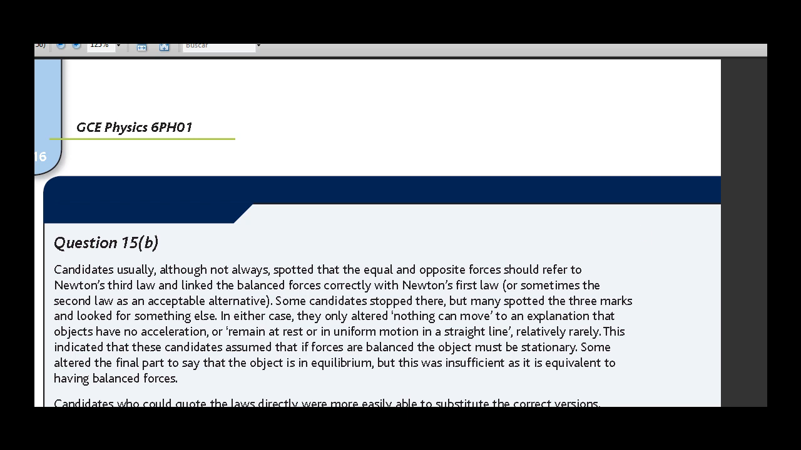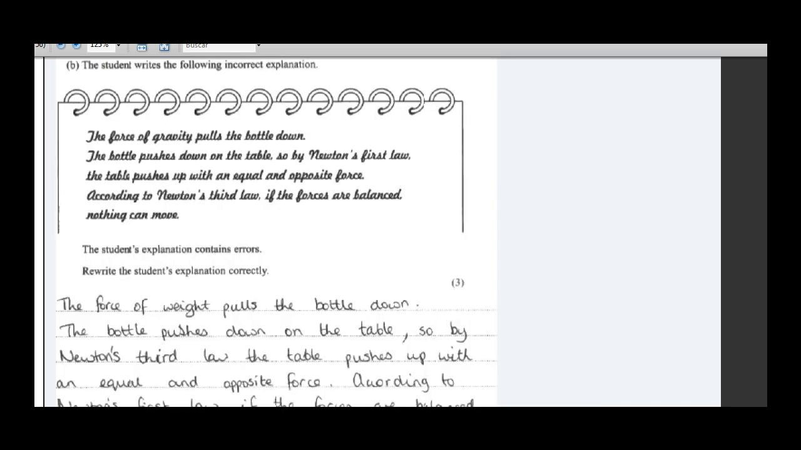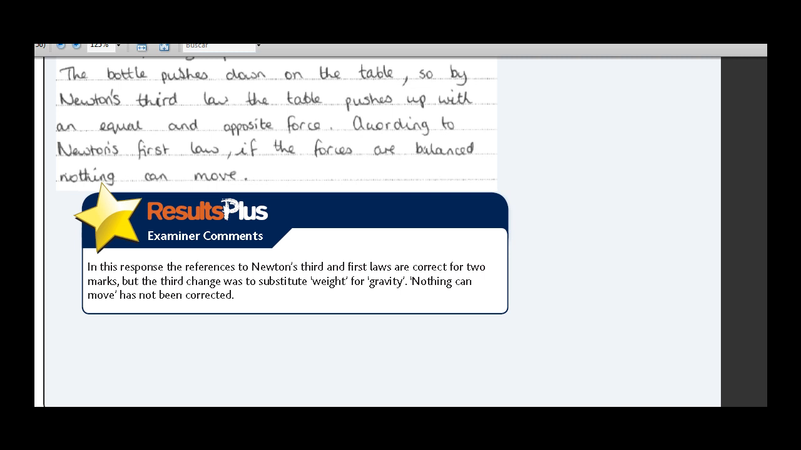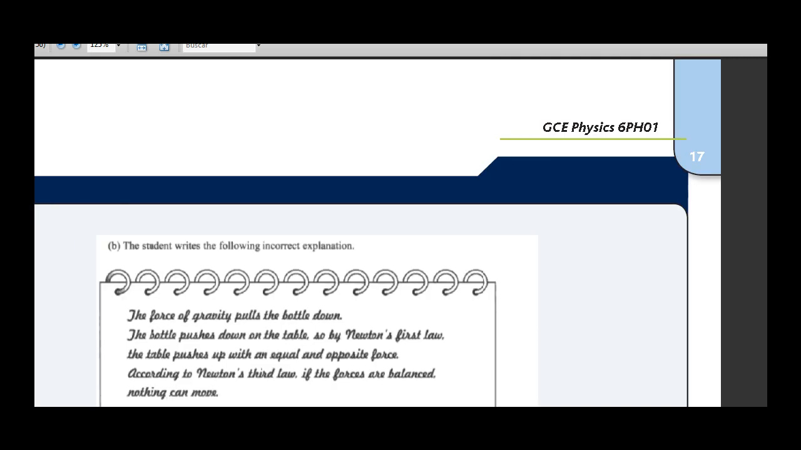interesting, because he says the force of gravity pulls the bottle down, and he said the force of weight, which is a strange thing. That's what the student did. He substituted those two words, hoping that would be the third mark, but it wasn't. Hopefully there's a better answer now here.